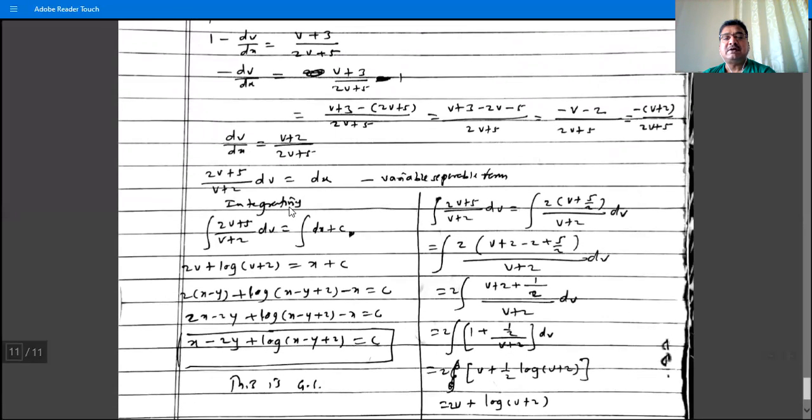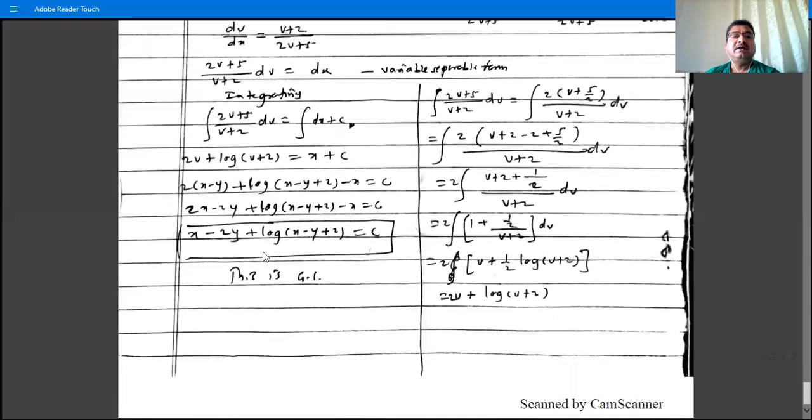So separate the variables. After separating the variables, integrate both sides. So we have integration of (2v plus 5) divided by (v plus 2) dv is equal to integration dx plus c. And then integration of (2v plus 5) divided by (v plus 2) is what? So I just take this 2 as common from the numerator. So we have 2 into bracket v plus 5 by 2, then add 2 and subtract 2, because the factor v plus 2 is at the denominator. So add 2, subtract 2, plus 5 by 2 as it is.